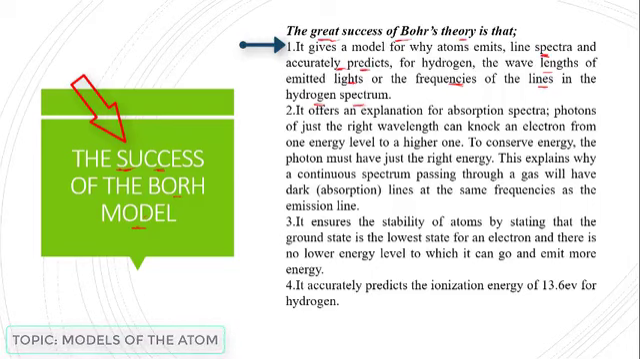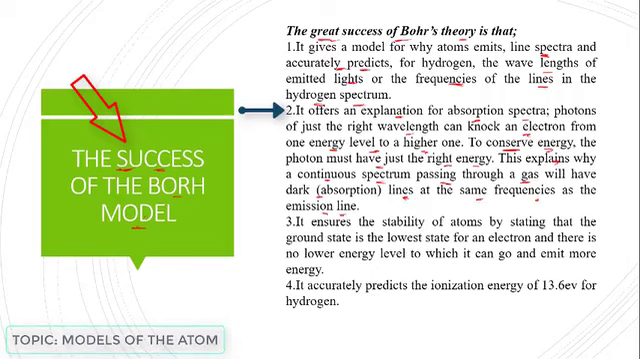The second reason why his theory was a success was that he offered a very plausible explanation for absorption spectra, where he said that photons of the right wavelength can knock an electron from one energy level to a higher energy level, and that for photons to conserve energy, that photon must have exactly the right form of energy. And this helps to explain why a continuous spectrum passing through a gas will have dark absorption lines at the same frequencies as the emission lines.